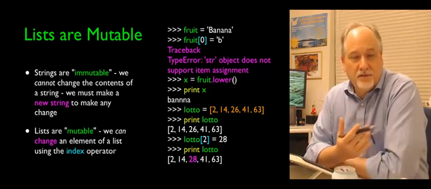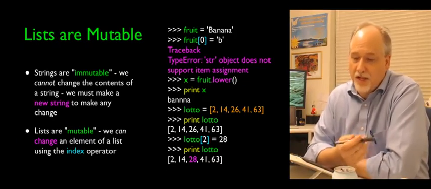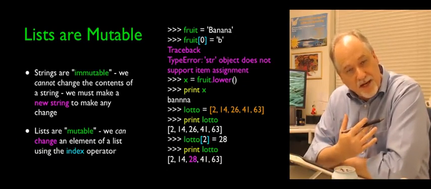Some of the data items that we work with are not mutable. So for example, strings. When we ask for a lowercase version of a string, we're given a copy of that string.